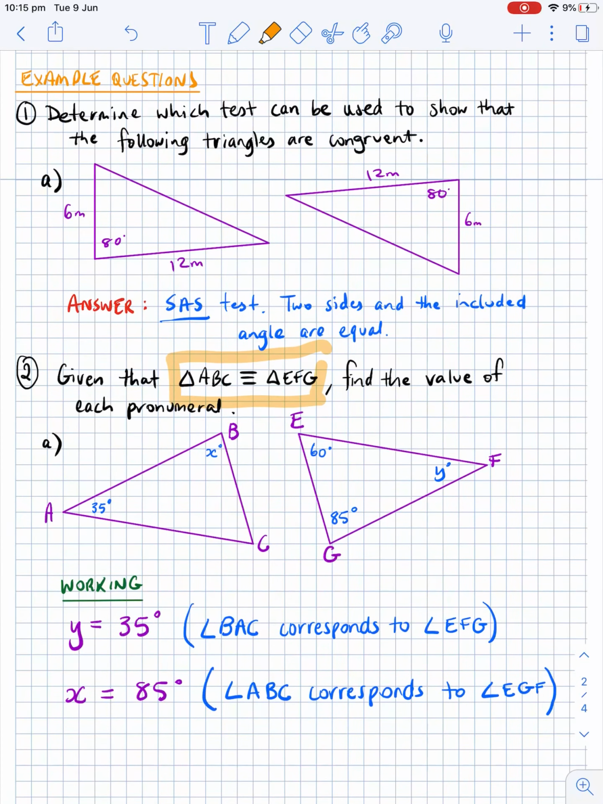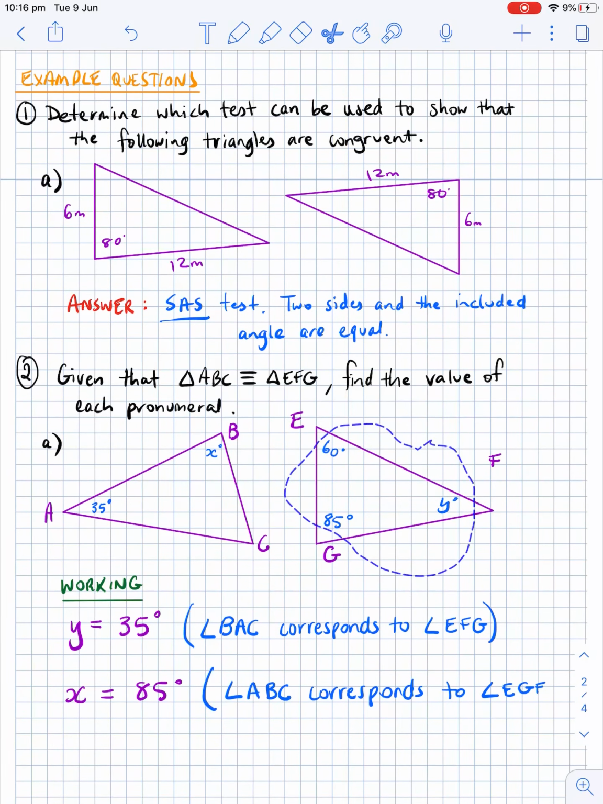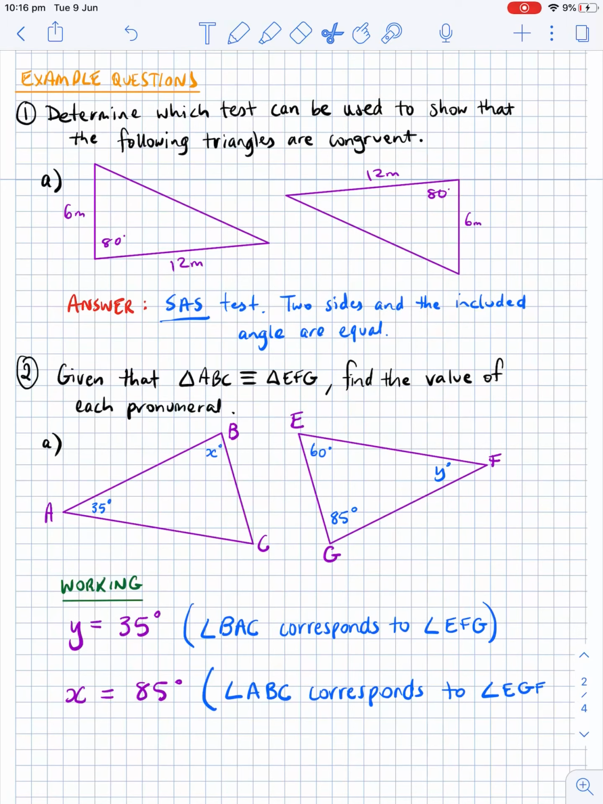Given that triangle ABC is congruent to triangle EFG, so that triangle is the same as that triangle, find the value of each pronumeral. The idea is we can see that these two triangles are identical, even though they're in different positions. If I take this triangle here and rotate it, I can get the same shape. I could lay it on top like that. I'm just rotating it to get to where I need to be. So we can see that they're identical, but they're just in a different position.